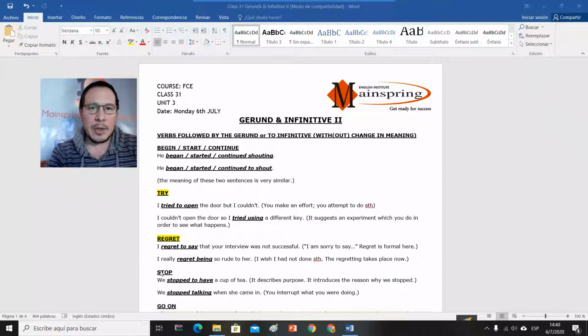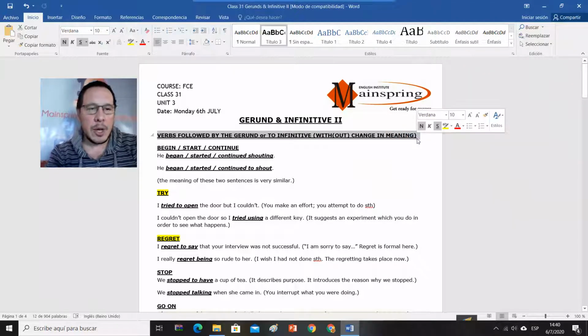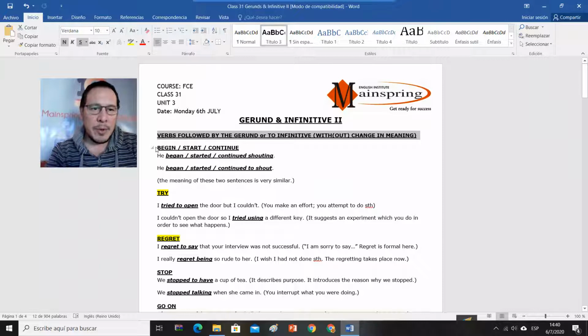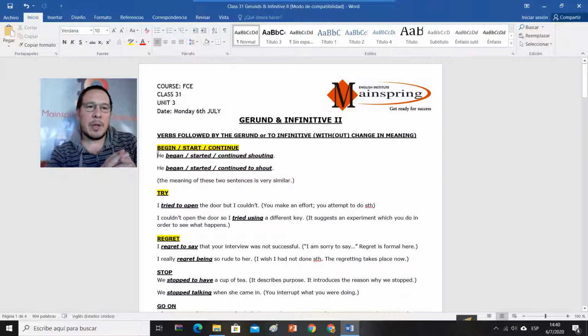Now we're going to see something which is complementary. We're going to see verbs followed by the gerund or the infinitive, but in most cases they will change the meaning if they are followed by the gerund or if they are followed by the infinitive. At the very beginning, we have these three verbs. Let's begin by the simplest way, in which these three verbs can be followed by the gerund or the infinitive with no change in meaning.